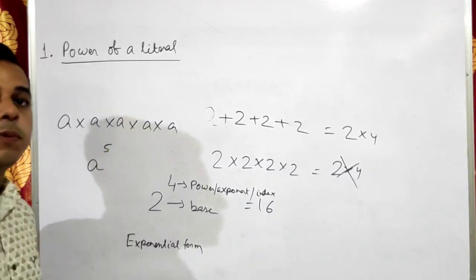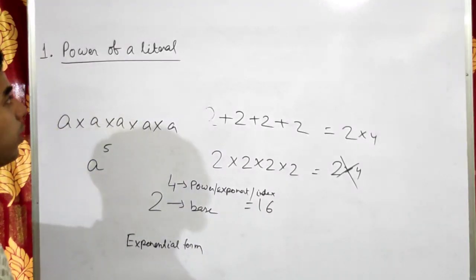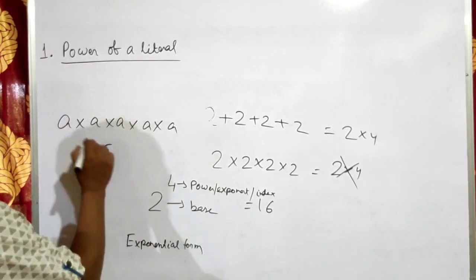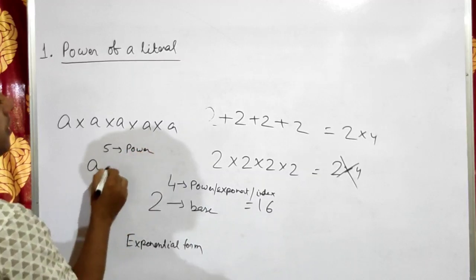So it is A to the power 5. Okay. So I hope this is clear to you, right? What is the power of a literal? This power means what? Power means what? This one, okay? Power. And this is literal or base.